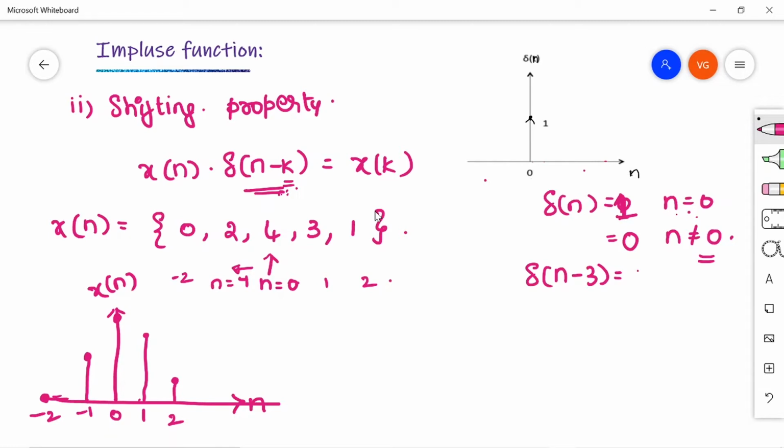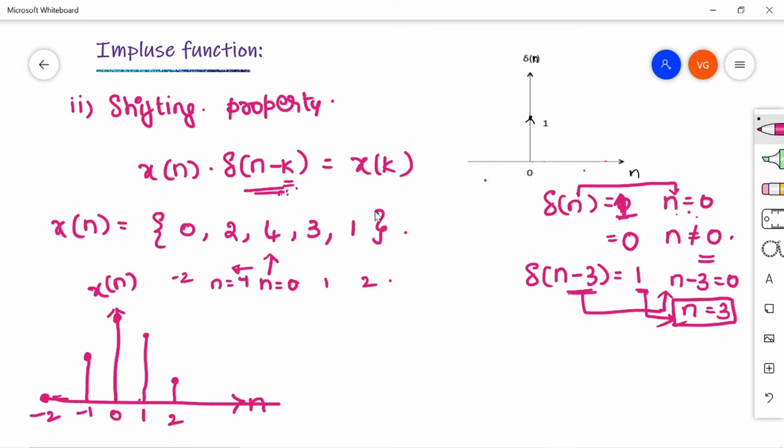Del of n minus 3 is equal to also 1 when here you are defined for n is equal to 0. Now instead of n I have n minus 3. You write it. N minus 3 is equal to 0 means at n is equal to 3. So at only del of n minus 3 is equal to 1 only at n is equal to 3. Elsewhere it is 0. You understood, right?